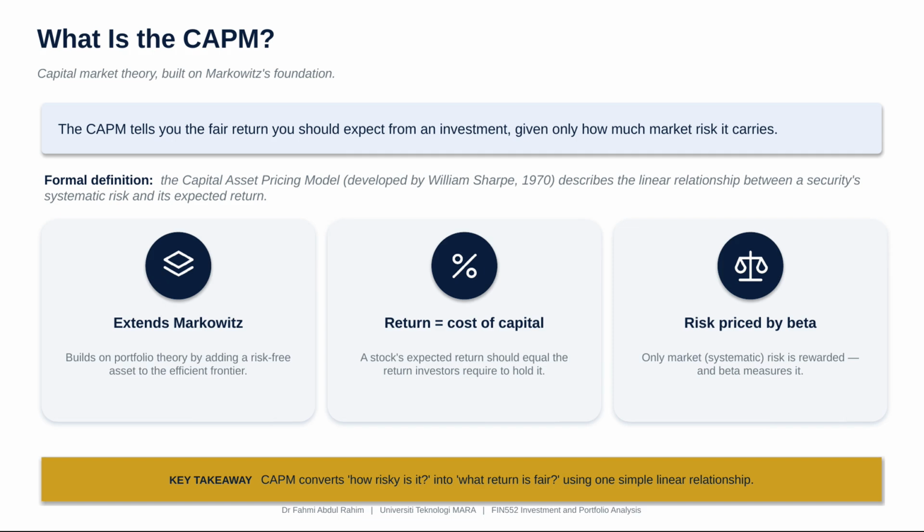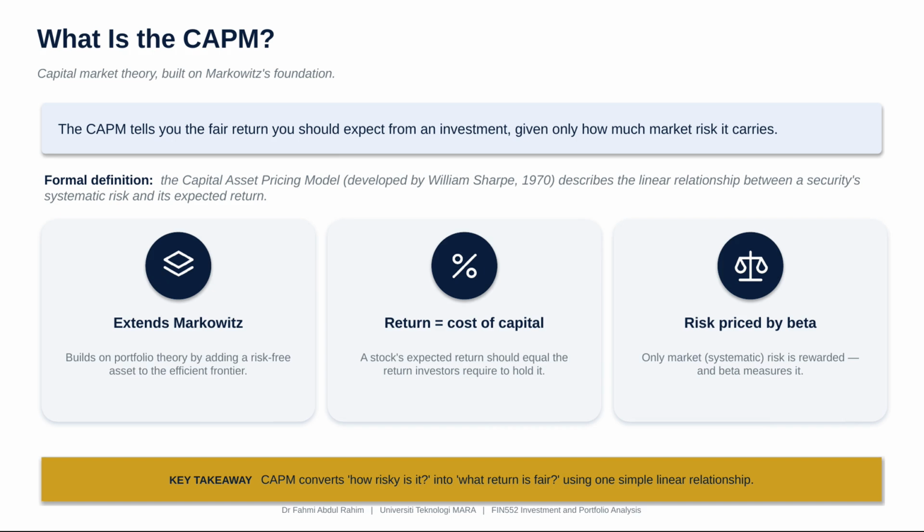3 features in the cards deepen the idea. First, CAPM extends the work of Markowitz, who you may have met, by adding a risk-free asset, like a government bill, to his efficient frontier of risky portfolios. Second, in CAPM, a stock's expected return should equal its cost of capital, the return investors require to be willing to hold it. And third, crucially, risk is priced by beta, because only market or systematic risk is rewarded, and beta is the number that measures that risk.